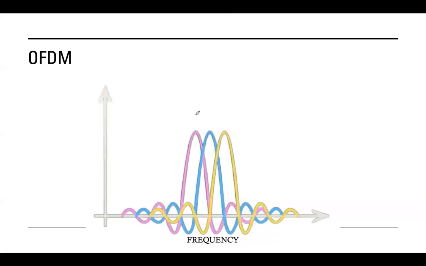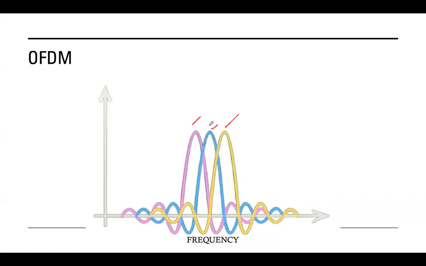Let us consider three signals. Here, the pink, blue, and yellow signals are of different frequencies. All the signals can be seen overlapping with each other while they are getting transmitted. The shape of the signal is a sinc function.